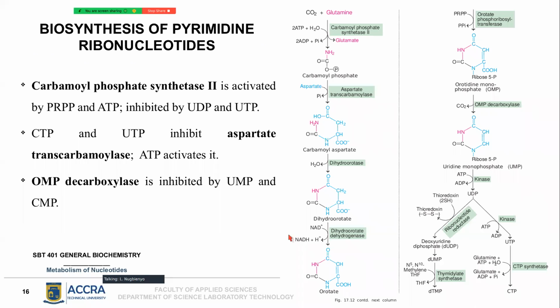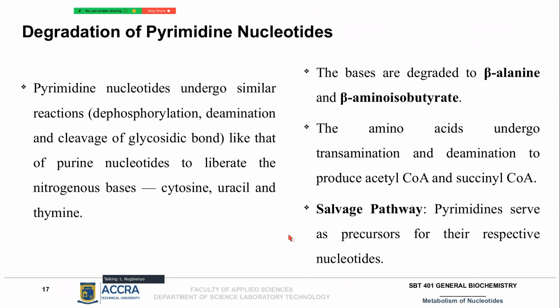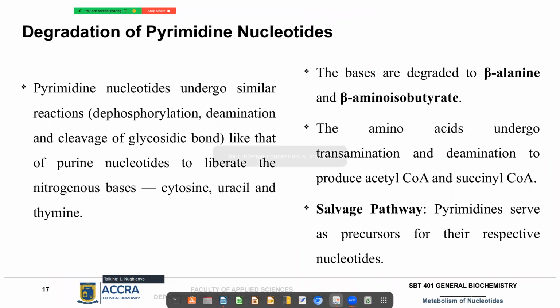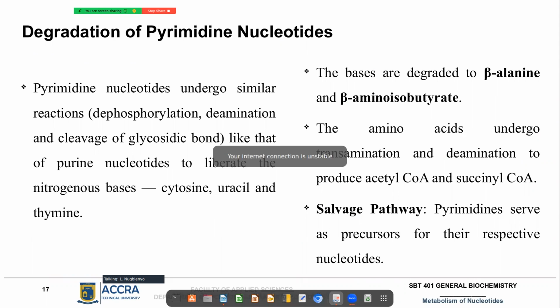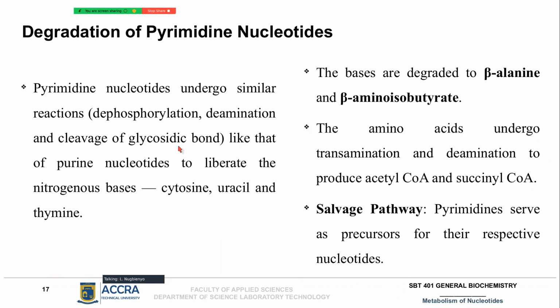the degradation of pyrimidine. So it's just similar to what we saw with the degradation of purines. So you see, first, dephosphorylation, that is, the phosphate group is removed from the sugar. And then there will be what? Deamination. The amine group is removed from that nitrogenous base. And then what? Cleavage of the glycosidic bond.